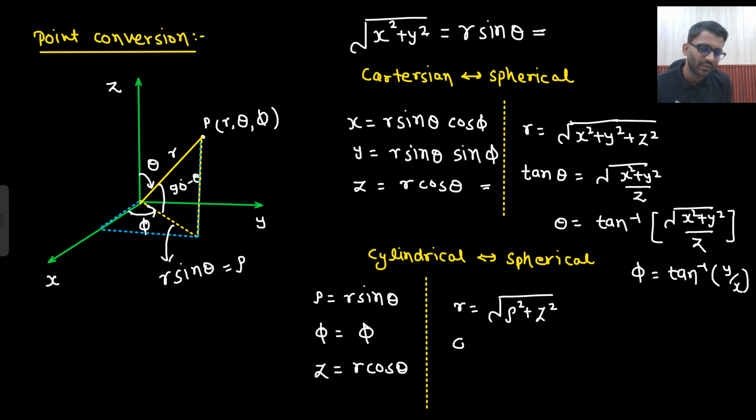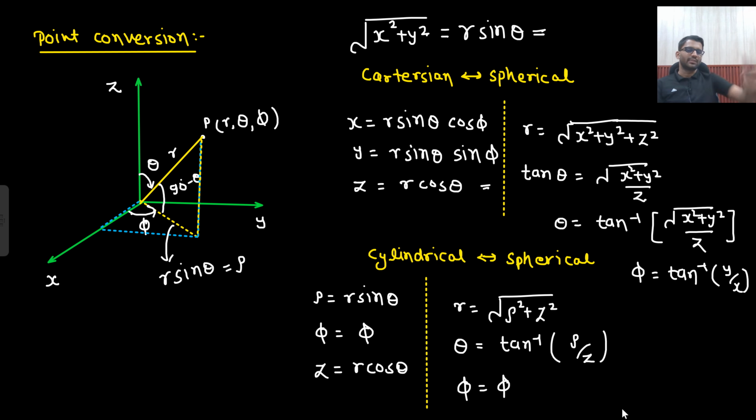What is your phi? First we will write down theta. So how will you get theta? Just divide these two equations. So you will get tan inverse rho by z, right? And rho is root x square plus y square. So from here also you can verify. And what is your phi? Phi is the same phi only. So there you go. These are the expressions. So just see it and forget it. In the examination you are not going to mug it up. In the examination you can derive it. Okay. So these are the point conversions.